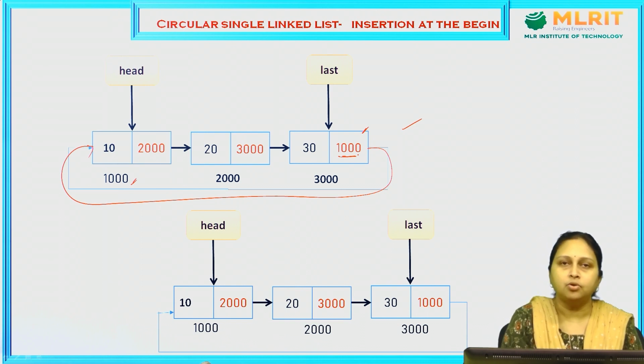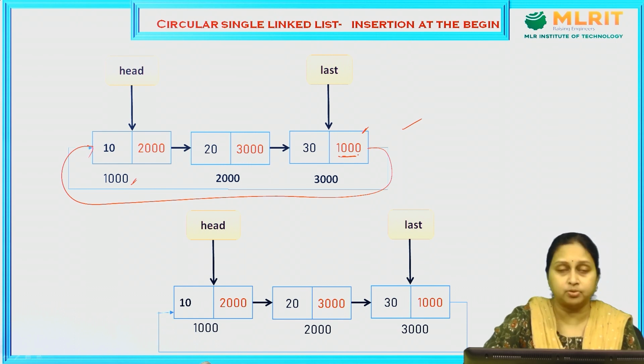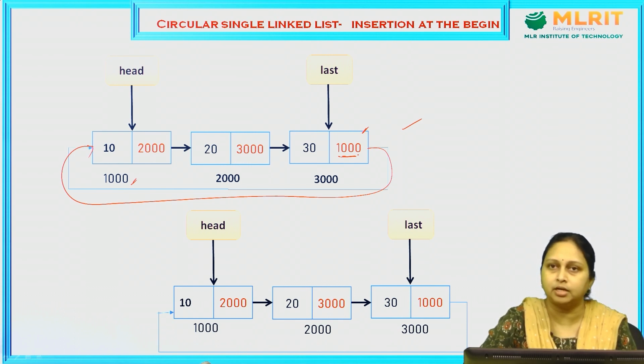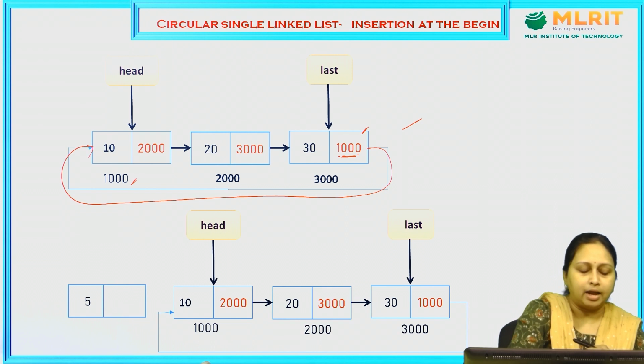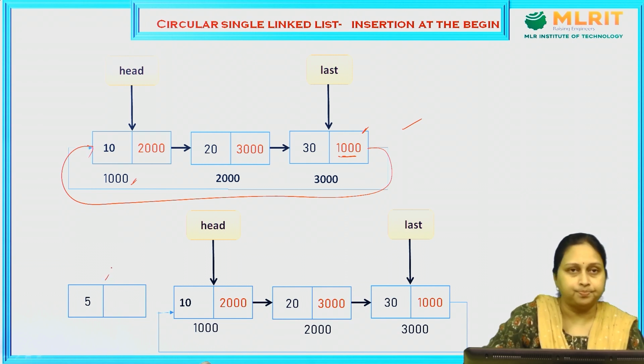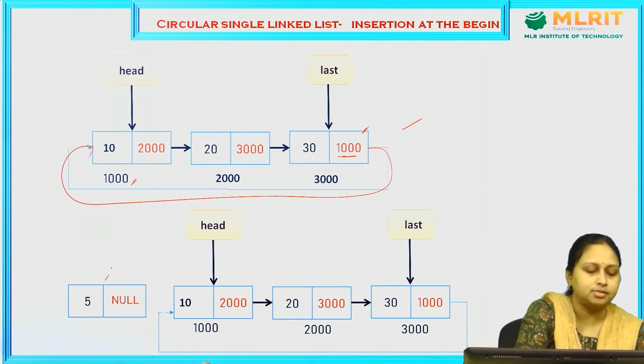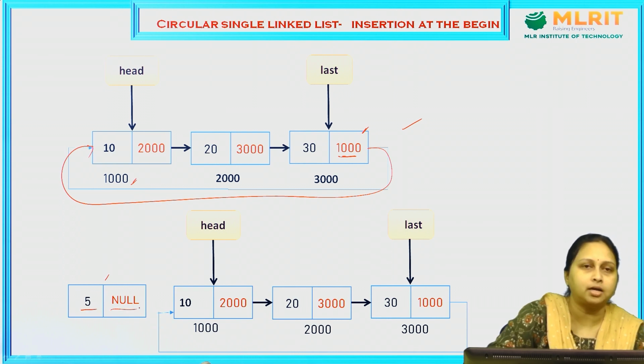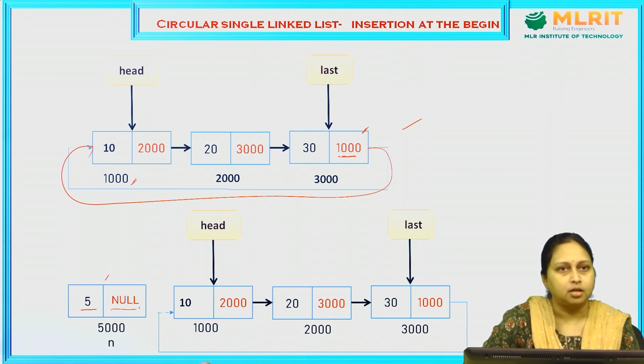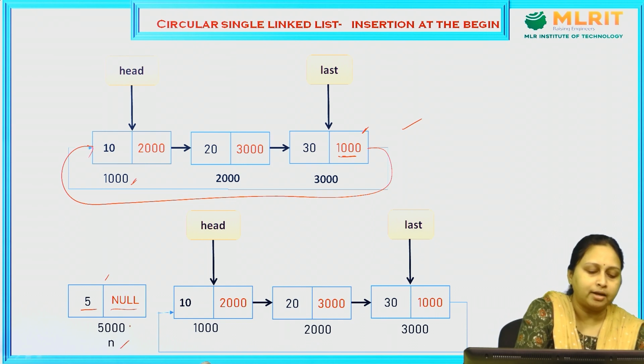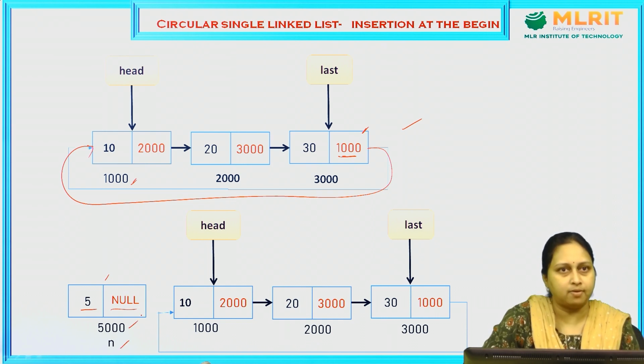Right, now I want to insert a new node at the beginning of the list. That means the same procedure: we need to allocate the memory, read the data part and assign an address to it. This is the same procedure we followed in the single linked list also. Here it is a memory allocation, and this is the data value, and the address part we have assigned to null, and the name of this node is n and the address we have assumed is 5000.